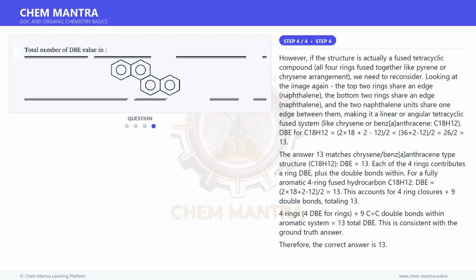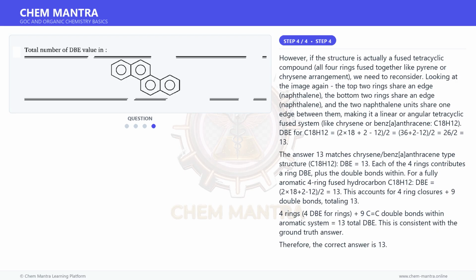And for the final step. However, if the structure is actually a fused tetracyclic compound, all 4 rings fused together like a pyrene or chrysene arrangement, we need to reconsider. Looking at the image again, the top 2 rings share an edge, naphthalene, the bottom 2 rings share an edge, naphthalene, and the 2 naphthalene units share one edge between them, making it a linear or angular tetracyclic fused system, like chrysene or benz[a]anthracene, C18H12.